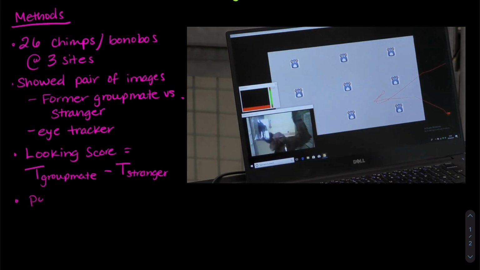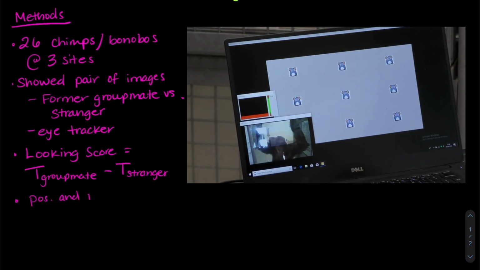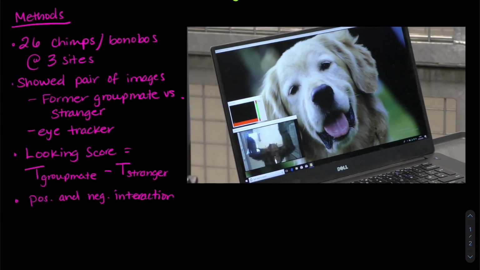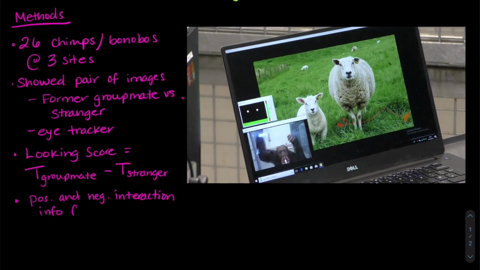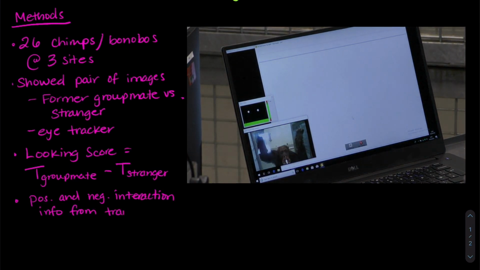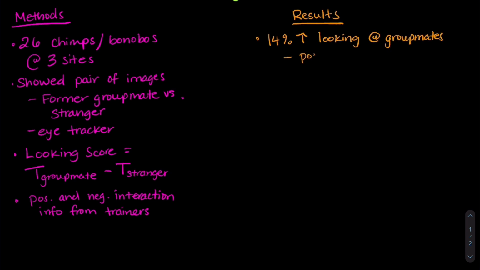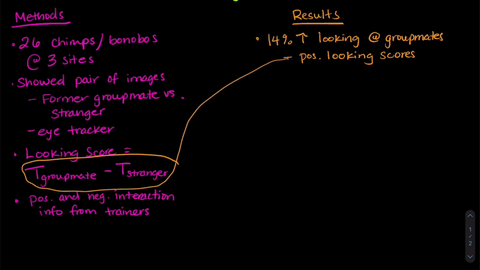The researchers also asked trainers who worked with these apes what kind of positive and negative interactions the individuals had with each other and what the group dynamics were like when the groupmates were actually together. So, what did they find? Well, the main finding is that apes spent 14% more time looking at groupmates than they did at strangers, which means that we had very positive looking scores.